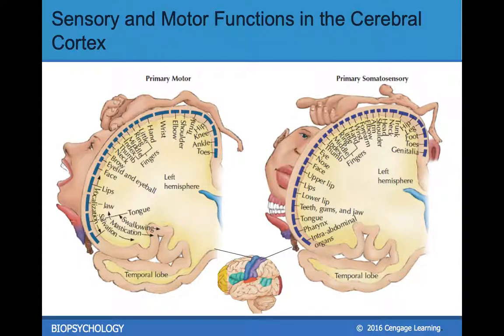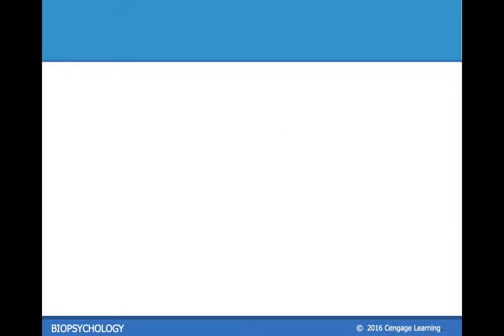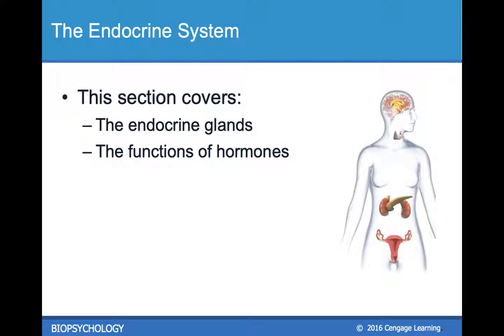So these are our primary motor and primary somatosensory cortex. And I hope you understand that the amount of space has to do with the amount of sensation and motor control that is given to these areas. All right, so I'm going to stop this section. And next we're going to be talking about our endocrine system.